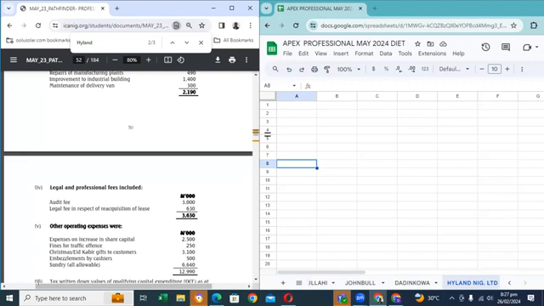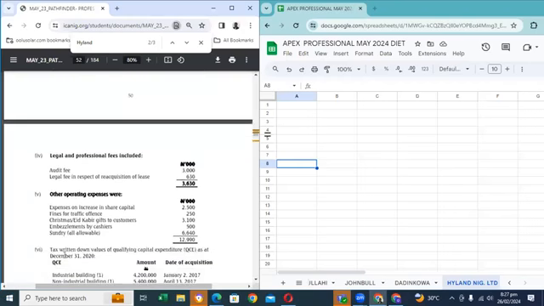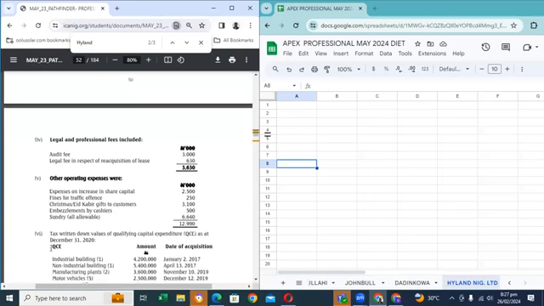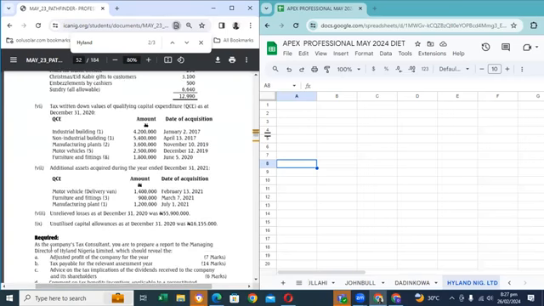6. Tax written down values of qualifying capital expenditure as at December 31, 2020. 7. Additional assets acquired during the year ended December 31, 2021. 8. Unrelieved losses as at December 31, 2020 was 55.9 million. 9. Unutilized capital allowances as at December 31, 2020 was 16,155,000.